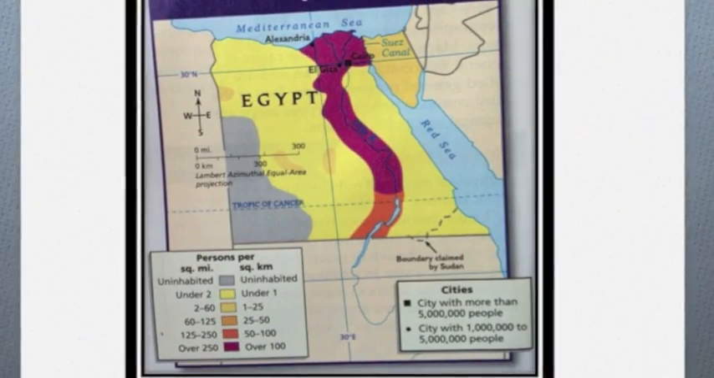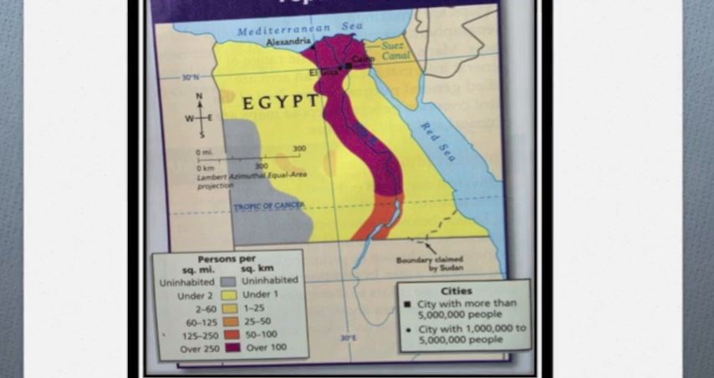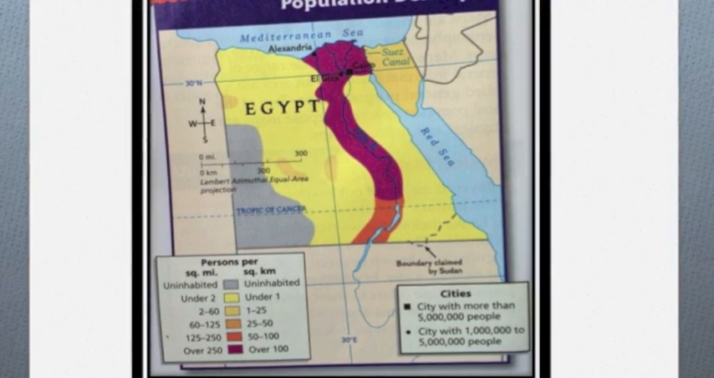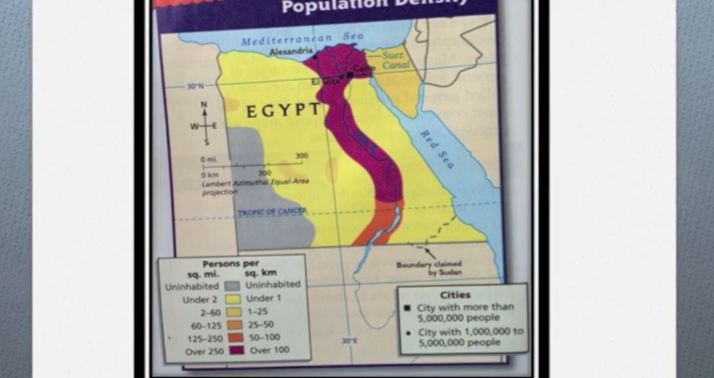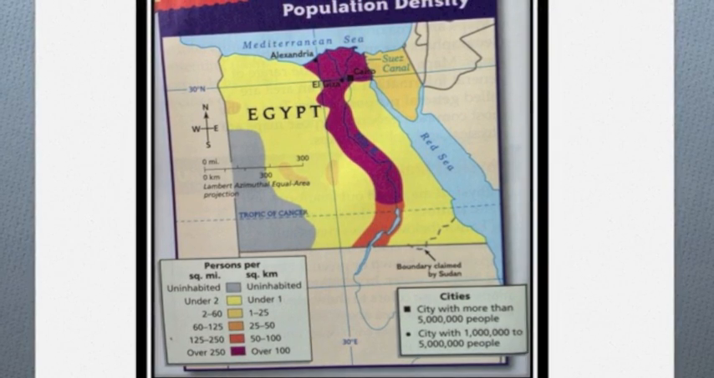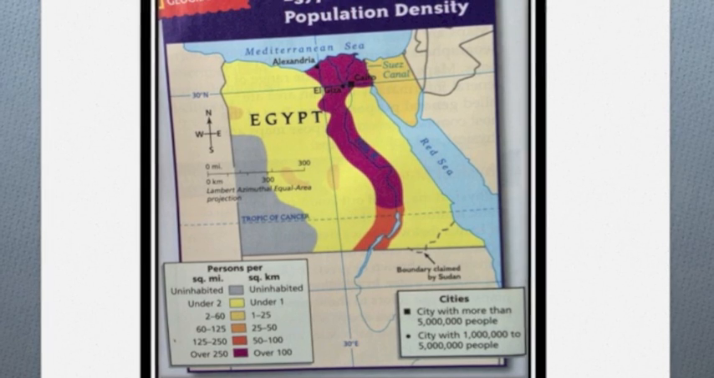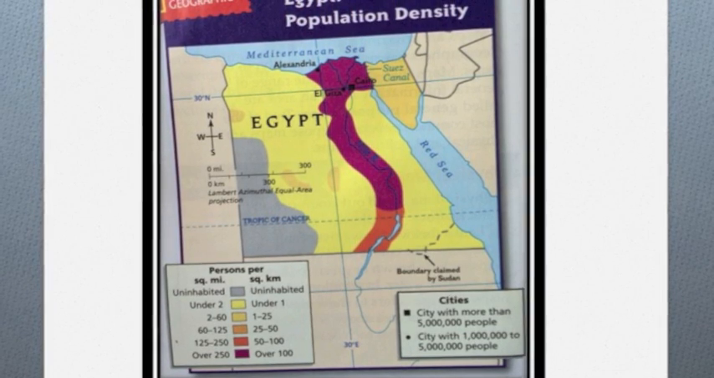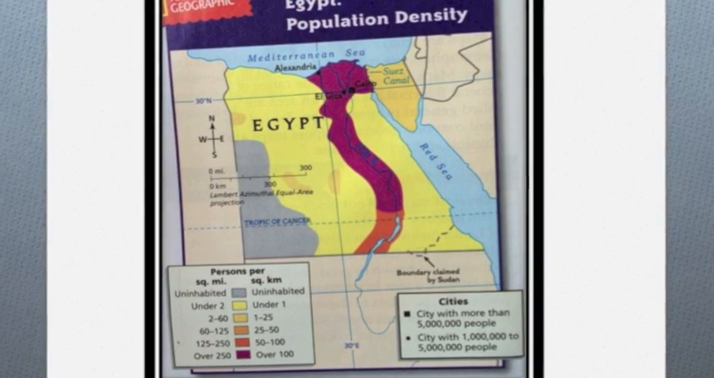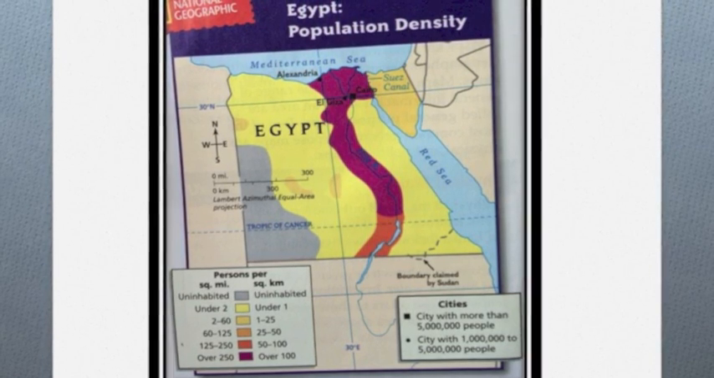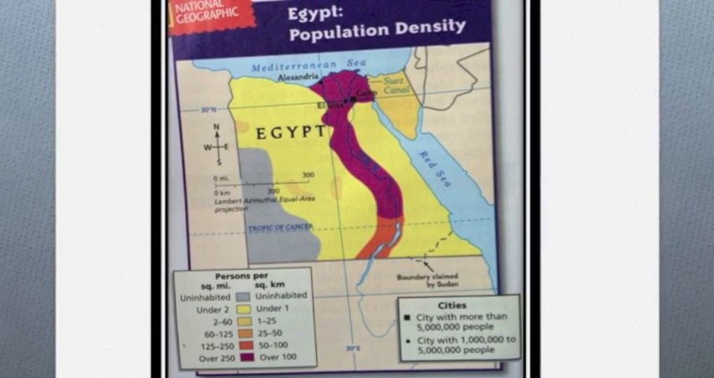One type of special purpose map uses colors to show population density, or the average number of people living in a square mile or square kilometer. As with other maps, it is important to first read the title and then the key. The population density map of Egypt shows that the Nile River Valley and Delta are very densely populated, with most people living right along that river.